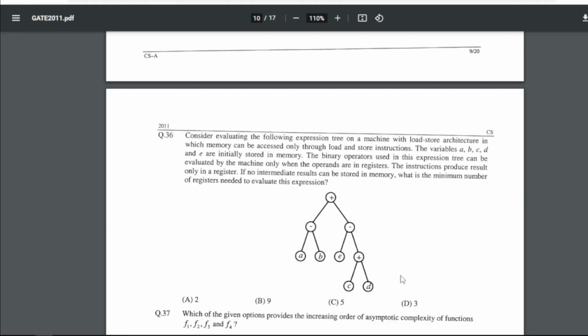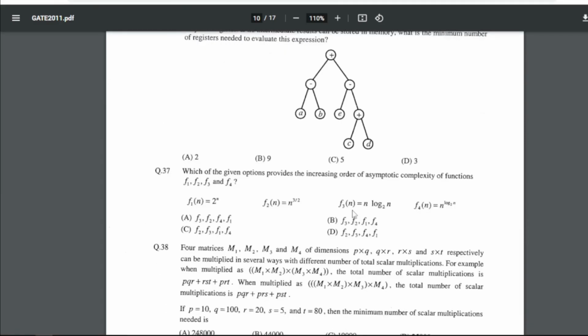So if you haven't solved this already, you can also solve this and you will get the answer. But I'm telling the answers only for your quick revision for your upcoming CS competitive exam.